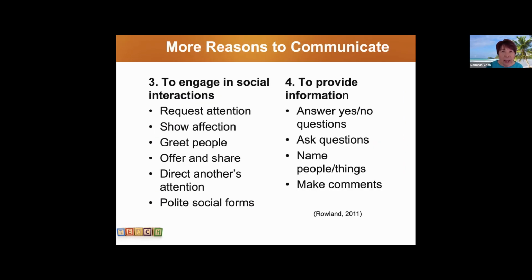The other reasons children communicate are to engage in social interactions, like requesting attention, showing affection, greeting people, offering and sharing, directing another's attention, and polite social forms like thank you and please. And the last function is to provide information, like answering yes or no questions, asking questions, naming people and things, and making comments.